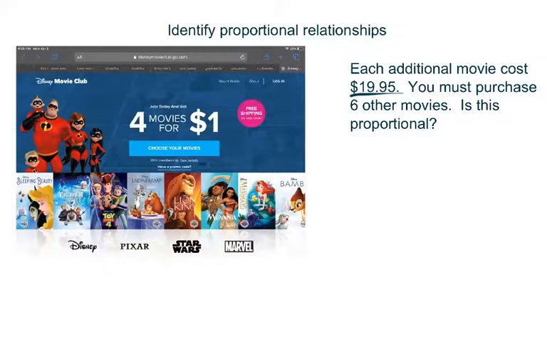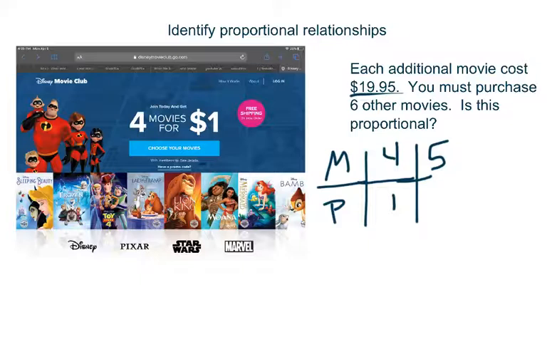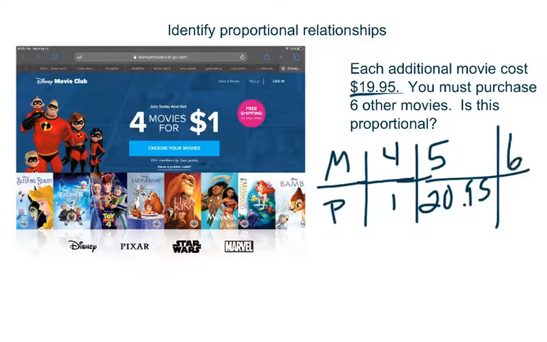So we'll create a little table. We'll say M is for movie and P is for price. To start with, you get 4 movies for $1. Then you get your next movie for $19.95. So if you add $1 to $19.95, at that point, you will now have paid $20.95. And then if you do another movie, you add $19.95 to that, which is another $20, which puts you at $40.95, but then you take 5 cents off, so you're at $40.90.